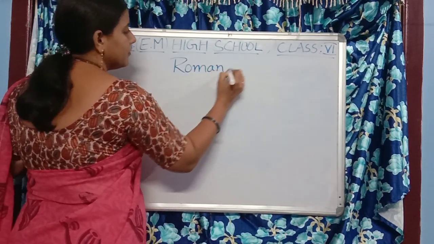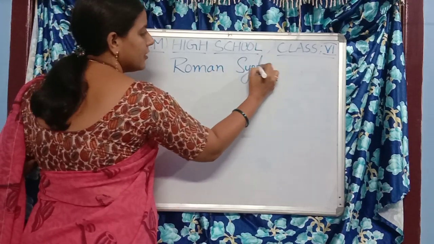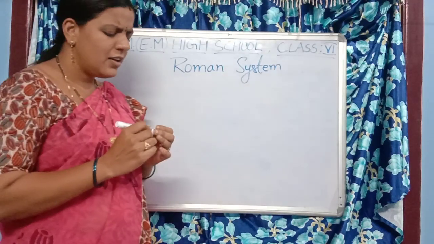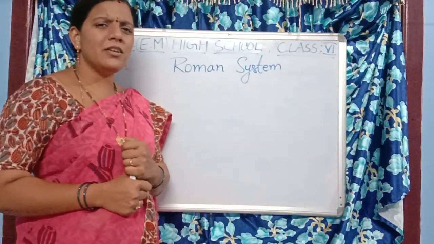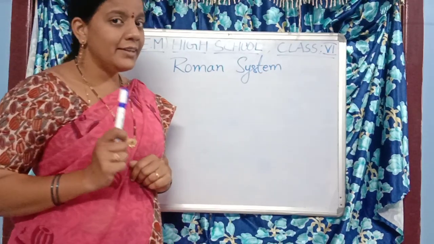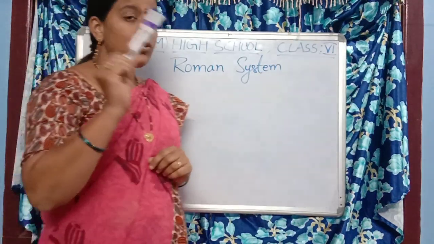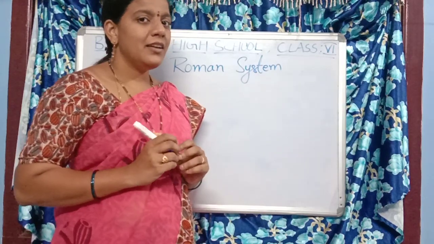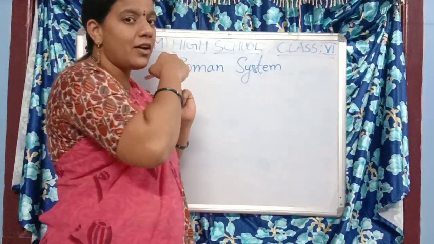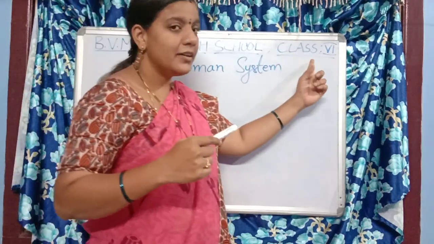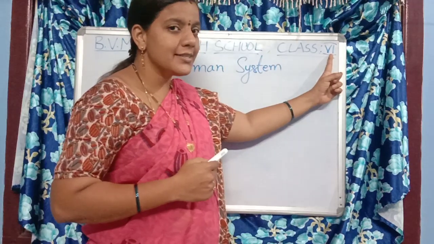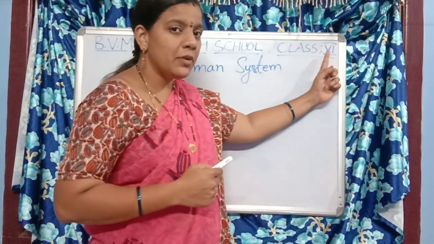Roman system. What is that? Roman system. Okay. Where do we use the Roman system? Once, all of you think. In our timetable and to represent the class. Look here. Class 6, 6th class. What is this? This is a Roman number.